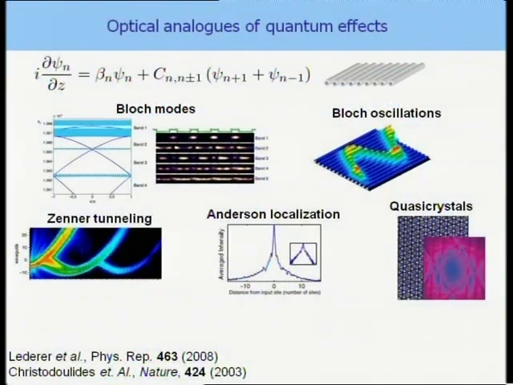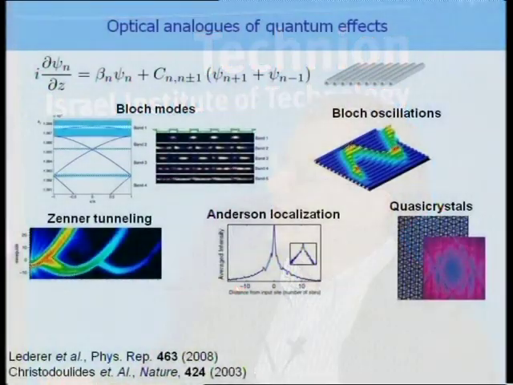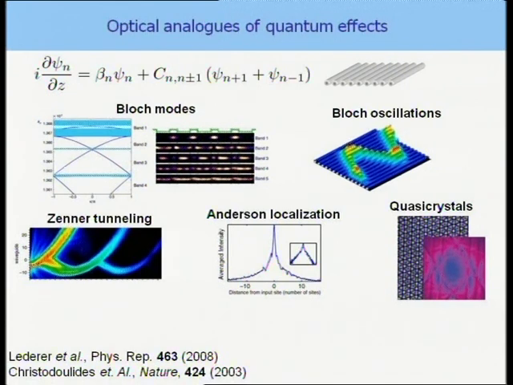Basically, almost every effect that has been predicted in quantum mechanics coming out of these periodic potentials has already been demonstrated in optics. Things like Bloch modes and Bloch oscillations, Zener tunneling, Anderson localization, quasi-crystals. These are, of course, two-dimensional things that Moti Segev's group has demonstrated. And this has been done now for 12 years. It's been reviewed several times. It really has been a very productive area of research.